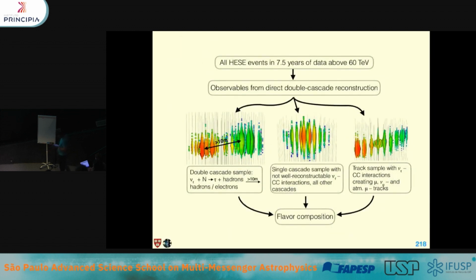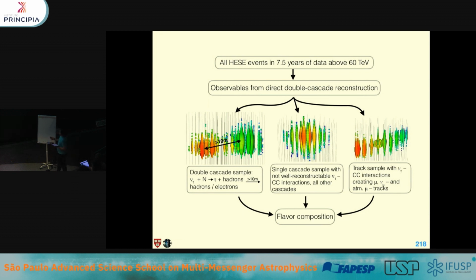Okay. So how do we obtain the flavor composition of neutrinos? Well, we have a ternary classification system where we classify neutrinos in 3 morphologies. One of them is tracks, these long patterns of light. Those are predominantly produced by atmospheric muons, muon neutrinos, and sometimes tau neutrinos when the tau decays to a muon, which happens about 70% of the time.